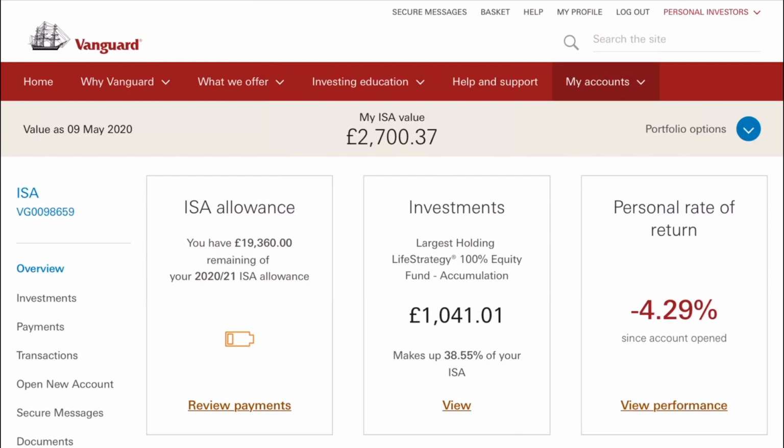Also on this front page, you can see how much of my ISA allowance I've got left. Now, I decided to invest through an ISA, a stocks and shares ISA, due to the tax relief and the dividend tax relief that you get through using that wrapper. That's something that I can talk about again in videos to come.